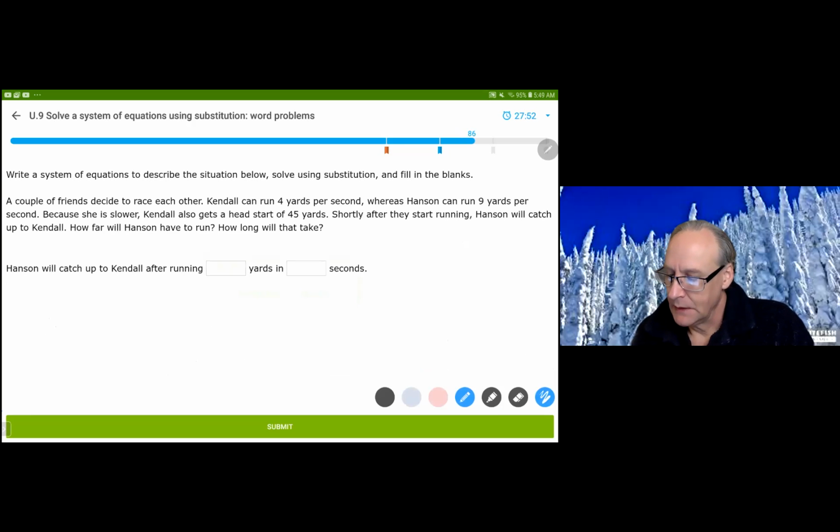All right. A couple of friends decide to race one another. It says Kendall can run 4 yards per second, very fast, whereas Hansen can run 9 yards per second. Wow. Because she is slower, Kendall also gets a head start of 45 yards. So Kendall gets a head start of 45 and can run 4 yards per second.